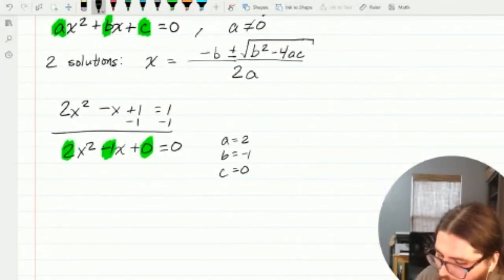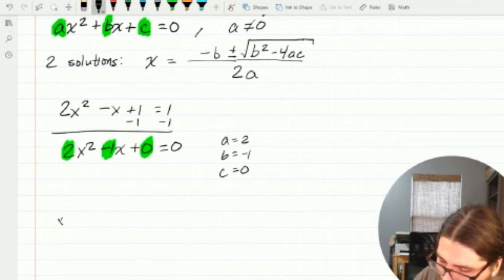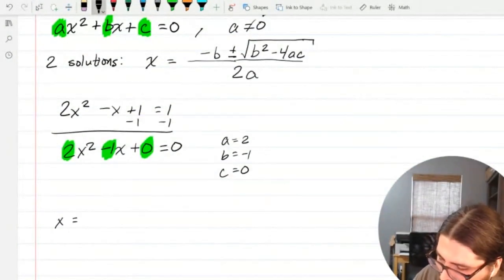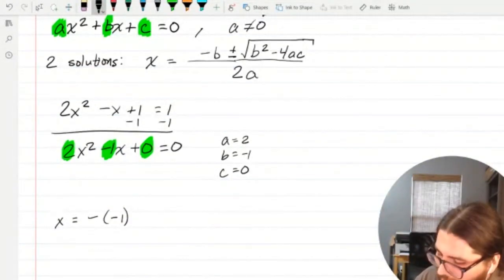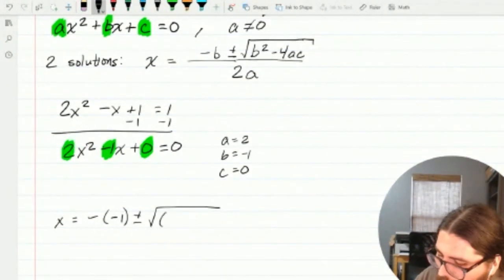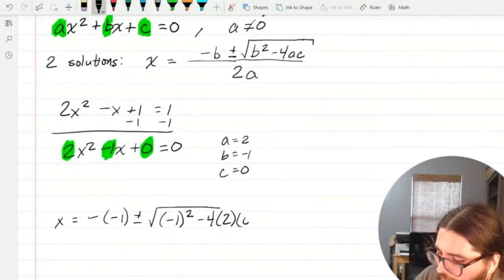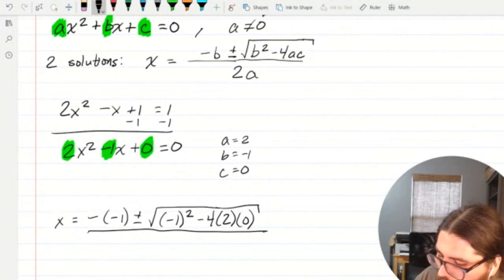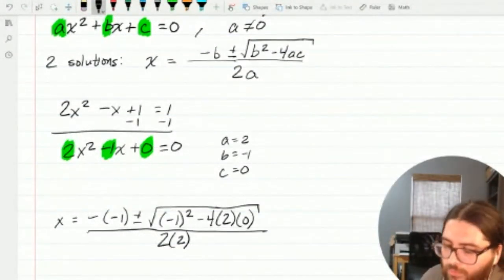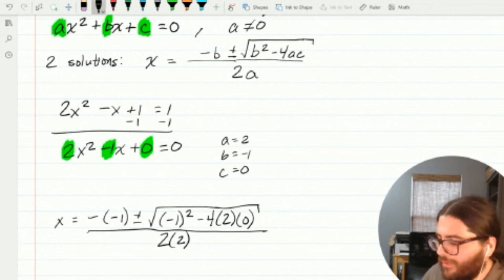Once I have those, I can plug them into my quadratic formula. Opposite of B, put in parentheses, plus or minus the square root of B squared minus 4AC, all over 2A. Just plugged in my numbers, A, B, and C.